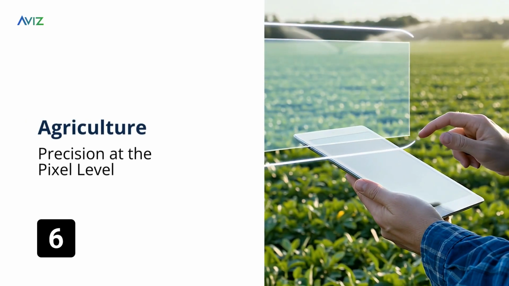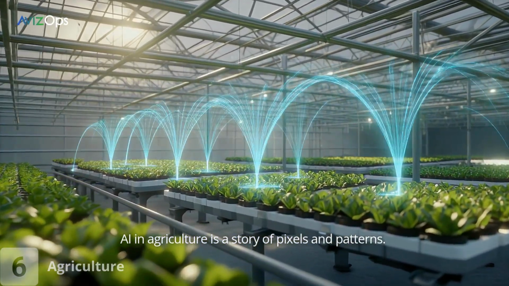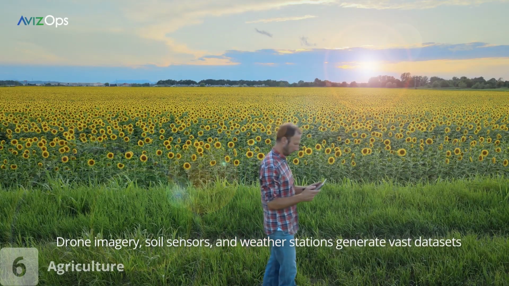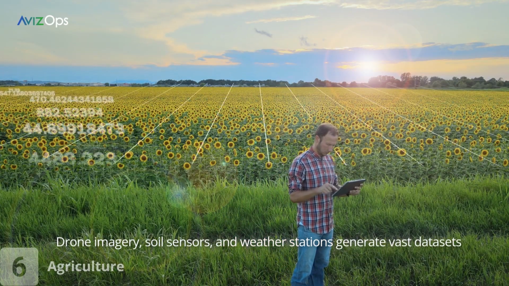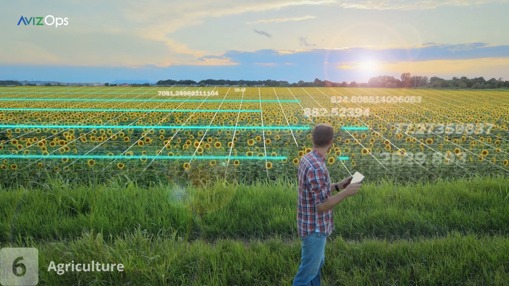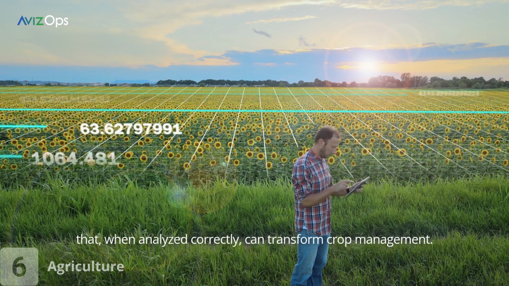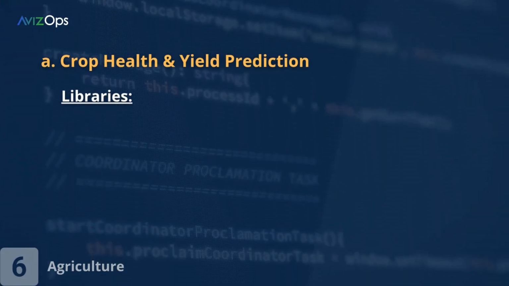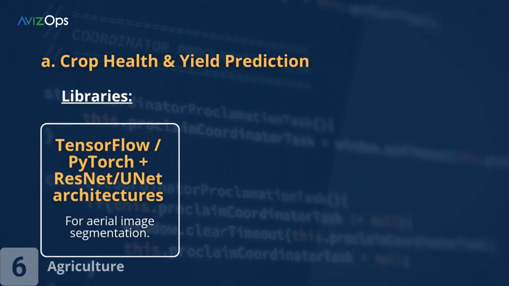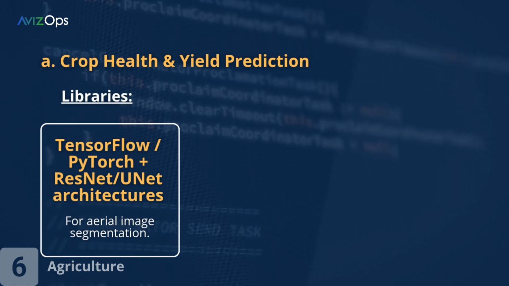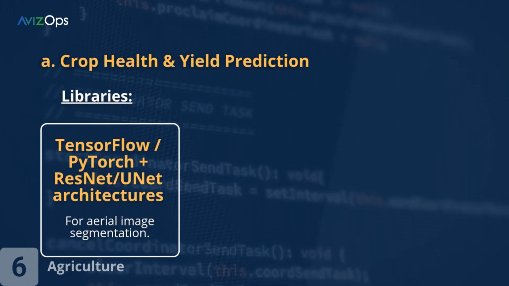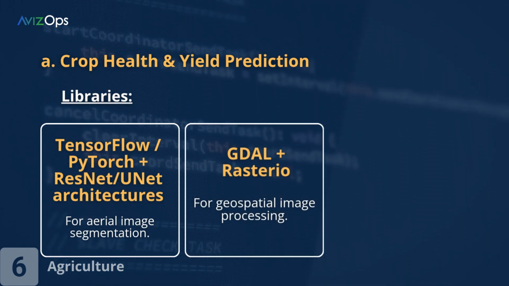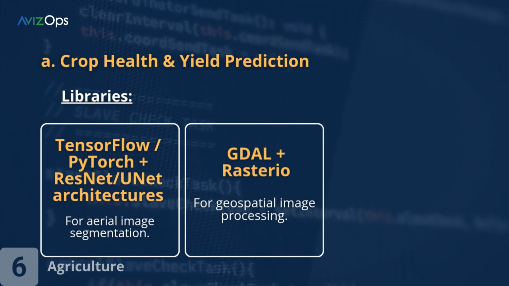6. Agriculture, precision at the pixel level. AI in agriculture is a story of pixels and patterns. Drone imagery, soil sensors, and weather stations generate vast datasets that, when analyzed correctly, can transform crop management. For crop health and yield prediction, libraries like TensorFlow, PyTorch plus ResNet, UNet architectures, for aerial image segmentation. GDAL plus Rasterio, for geospatial image processing.